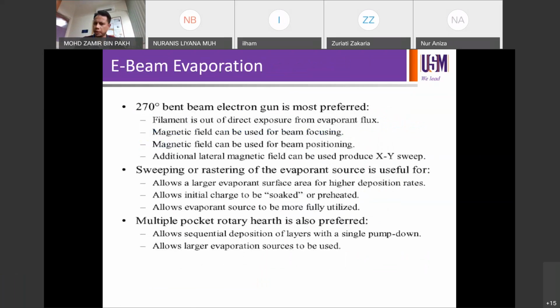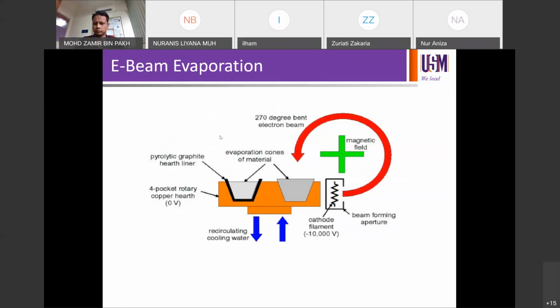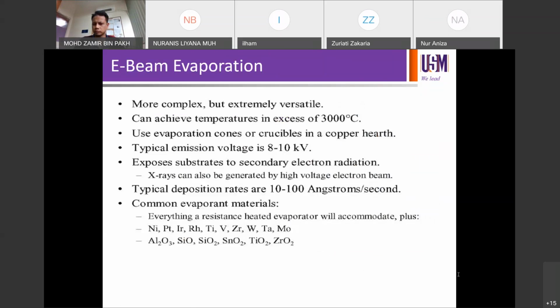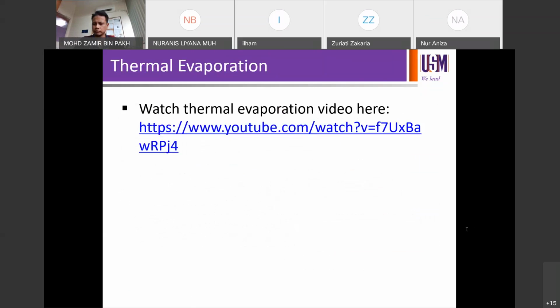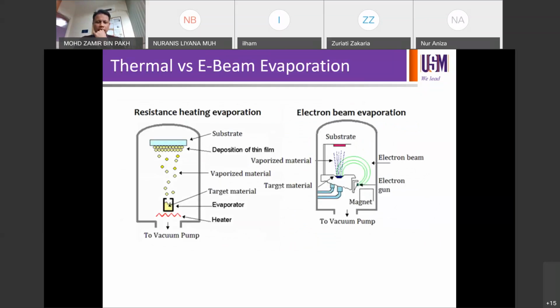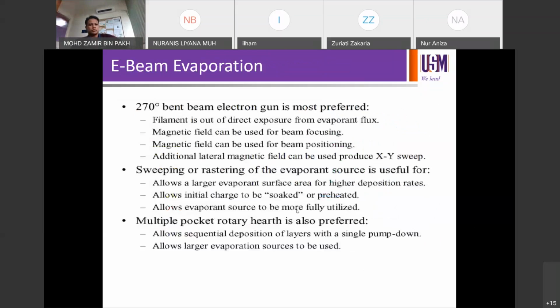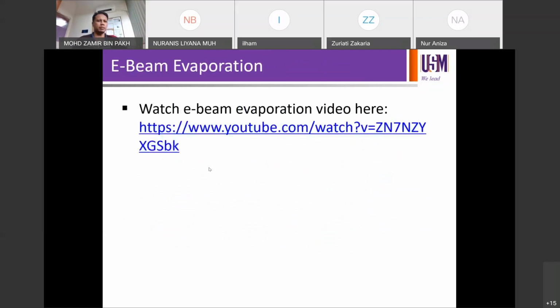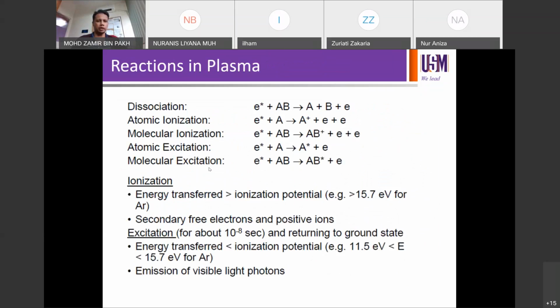Have we covered E-beam? We haven't covered E-beam evaporation, right? If I'm not mistaken, not yet. Have we covered sputtering already? Not yet, right? Okay. So let's have a look into E-beam and sputtering today.